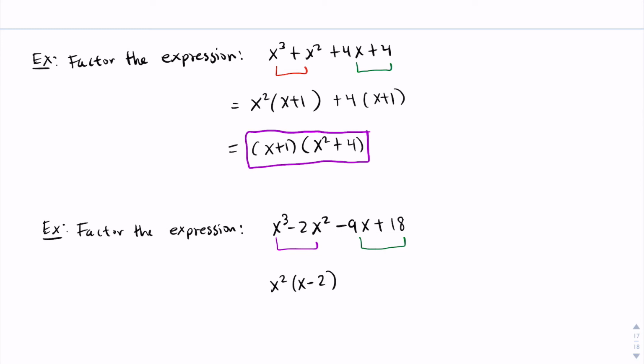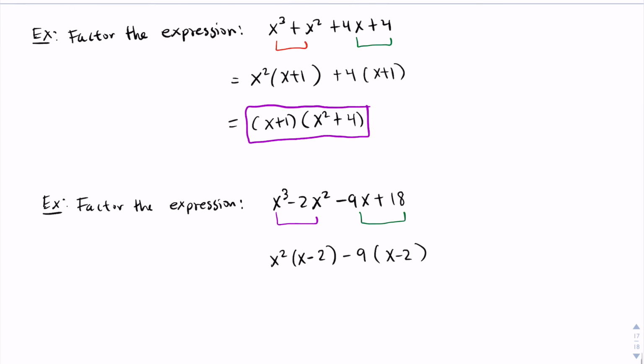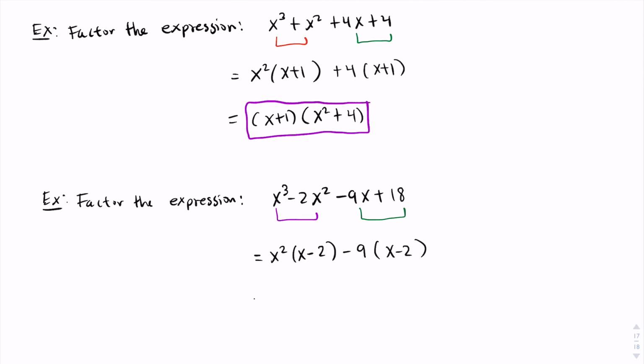In the second group, what should be factored out? We should factor out negative 9. If we factor out negative 9, what are we going to be left with in here? x minus 2, and that matches up. Had you factored out the positive 9, we would have left negative x plus 2, and you would have needed to factor out the extra negative. So what does this factor into? x minus 2 times x squared minus 9.